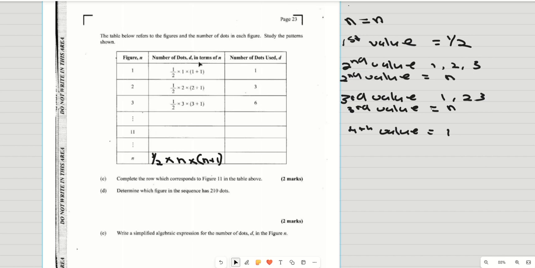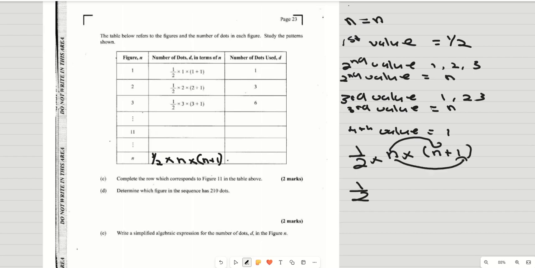However, if we work out these values, you're going to get this. So instead of leaving it as a half multiplied by n multiplied by n plus 1, what I would do is work this out. I multiply n by n and n plus 1 according to the distribution law. So that's a half multiplied by n squared plus n. And then multiplying the half through, that would be n squared plus n all over 2.